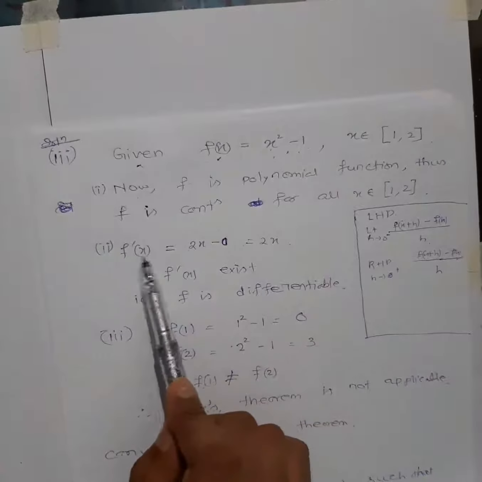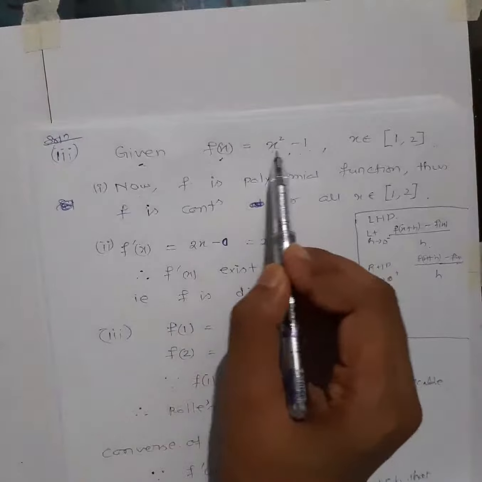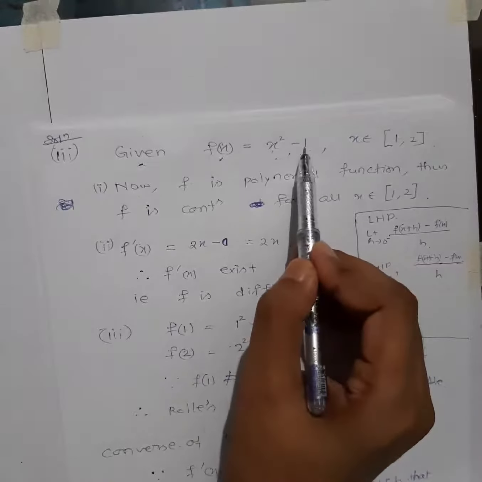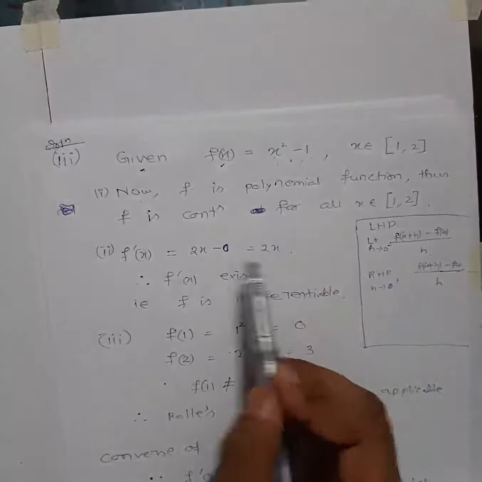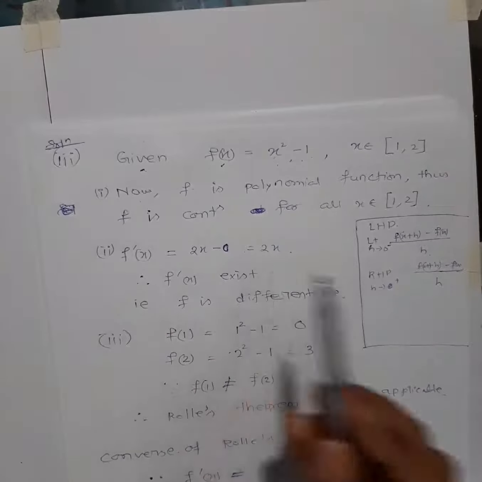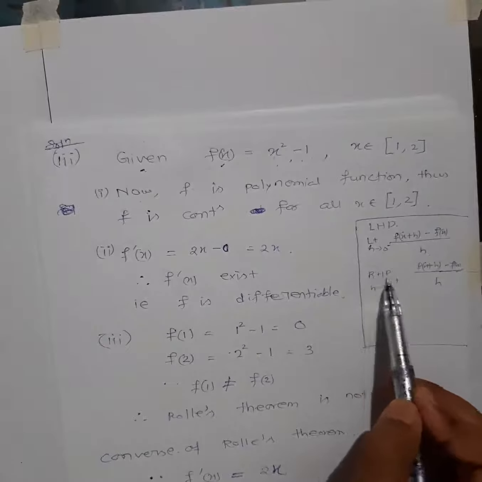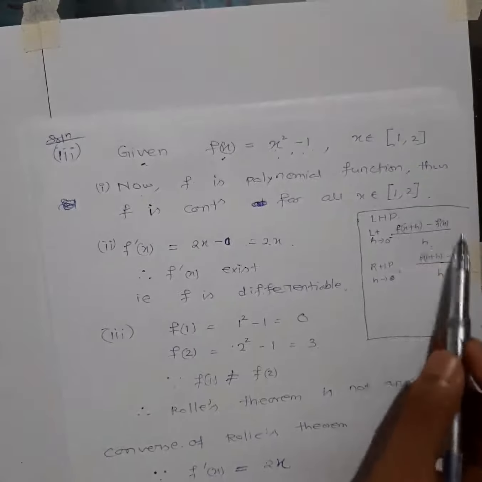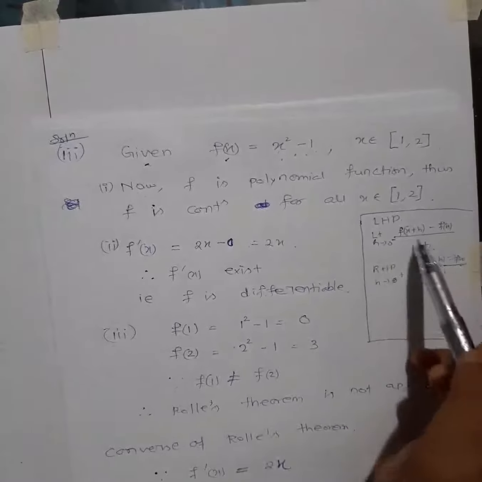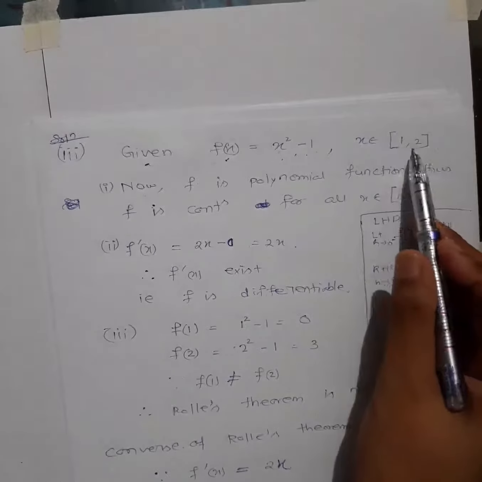Second, will this be differentiable or not? You can see we can easily differentiate this one. The differentiation of this will be what? 2x minus 0, right? Constant will be 0, so 2x. So we can differentiate this, the differentiation exists. But still, if you want to verify, you can verify with left hand derivative and right hand derivative. You take any point between this, you will see both will always come out the same.